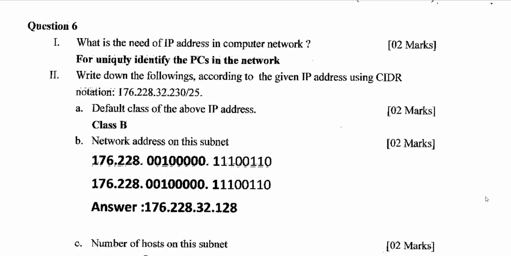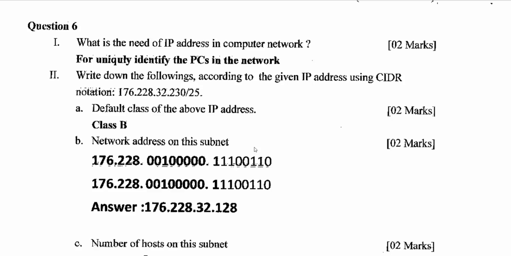Network address on this subnet. So here if we write the given dotted decimal notation with binary dot notation, 32 and 230 can be written like this. 32 can be taken as 001, 000, and again 2 zeros, and 230 as 3 ones, 2 zeros, 2 ones, and 0.